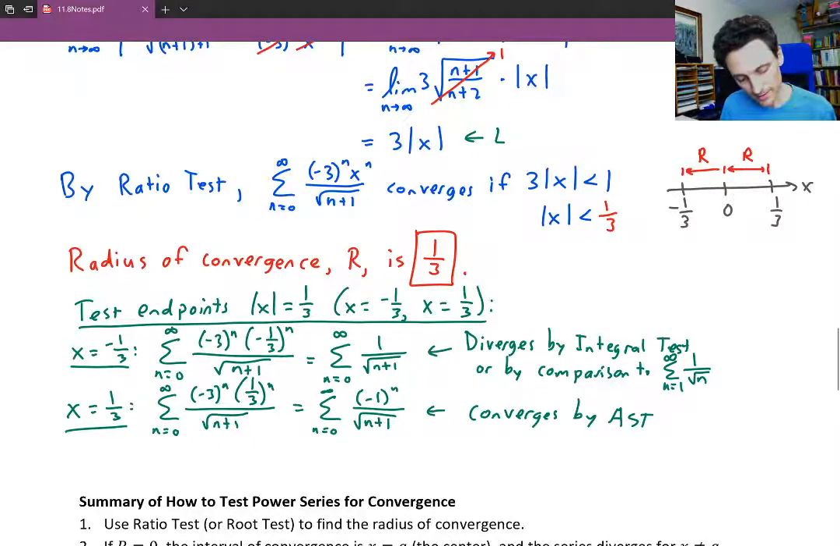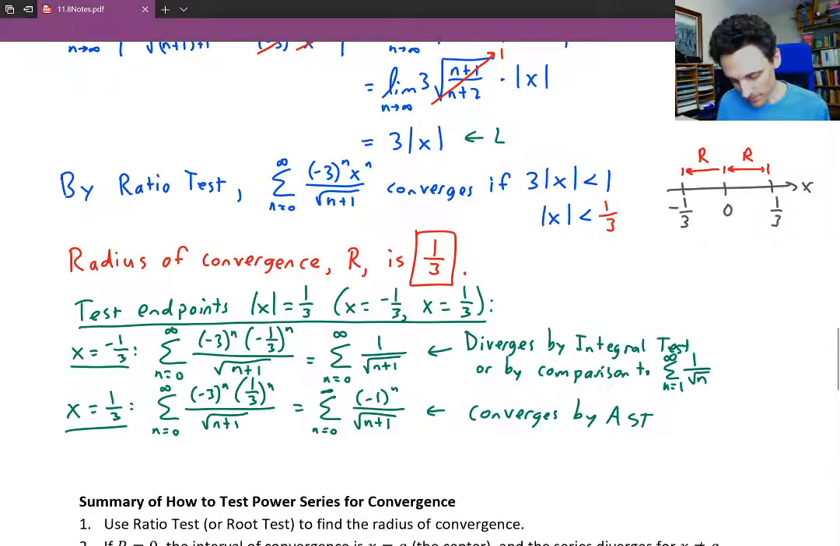If you look at the b sub n's in this case, they would be 1 over the square root of n plus 1, and those b sub n's would be positive, they'd be non-increasing, and they would go to 0 as n approaches infinity, so convergent by the alternating series test.